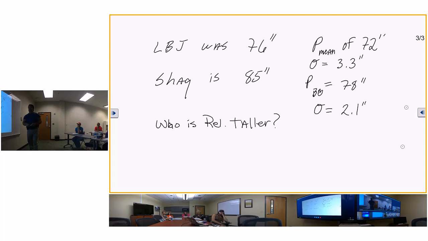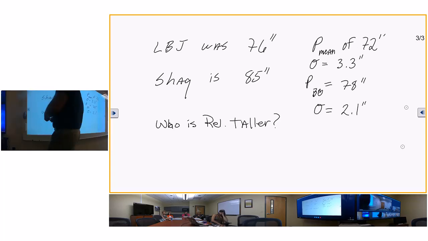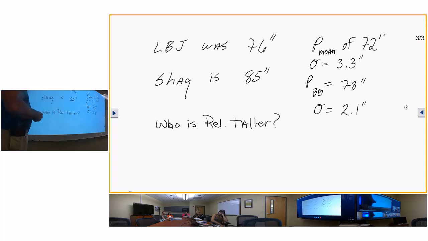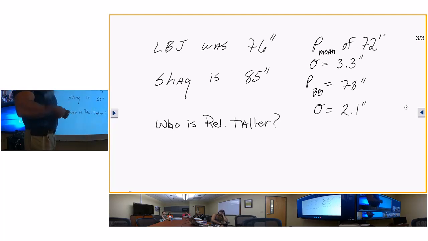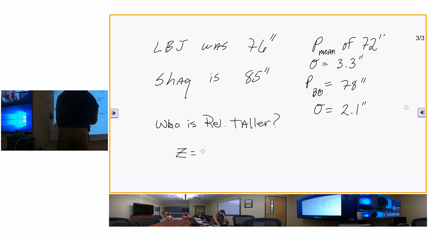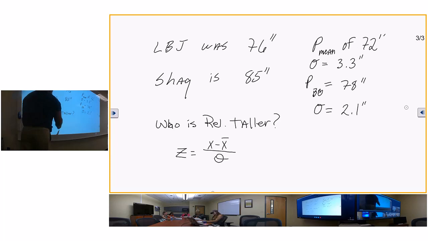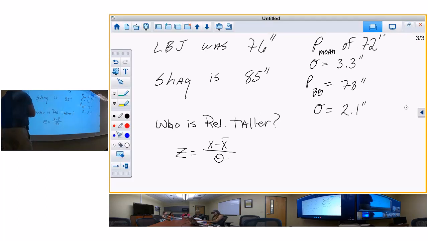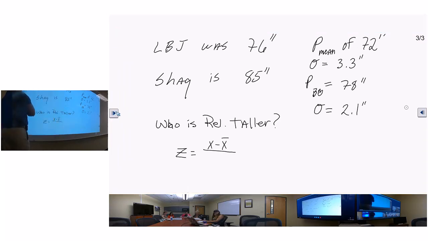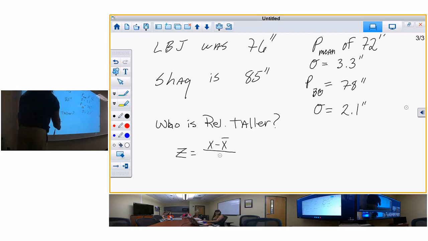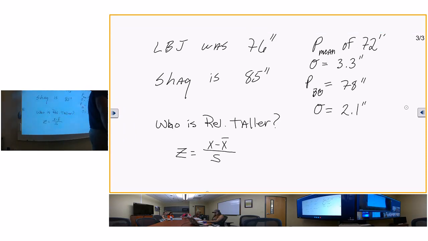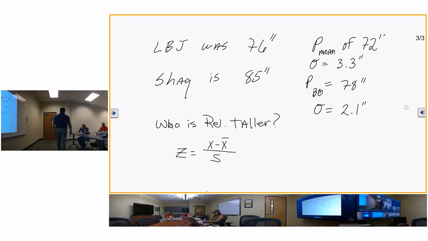Who's taller? When you have a question like this and you're comparing apples to oranges, you have to put them both on the same scale, which is called a Z-score. Z is equal to X minus X bar over the standard deviation, or S. Sorry, I mixed the parameters. I'm such a bad math teacher. So I want you both to figure the Z-score for LBJ and the Z-score for Shaq.